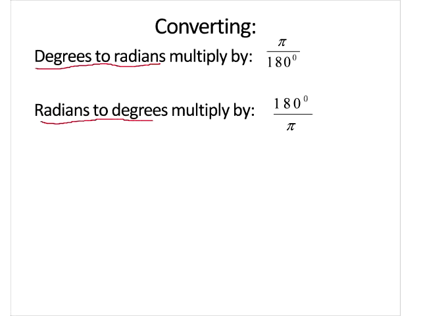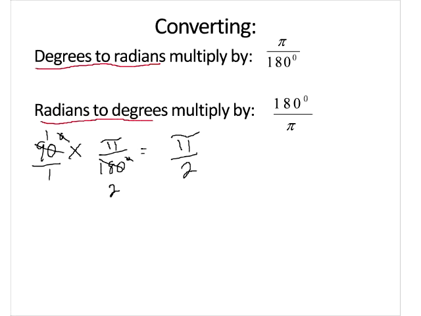So let's talk about this. Let's say I'm going to convert 90 degrees into radians. So I'm going to multiply that by pi over 180. Think of that as 90 over 1. So 90 goes into 90 one time and into 180 twice. And of course, the degree measurements cancel. So I have pi over 2. When I multiply straight across, I just get pi over 2. So 90 degrees is the same as pi over 2 radians.